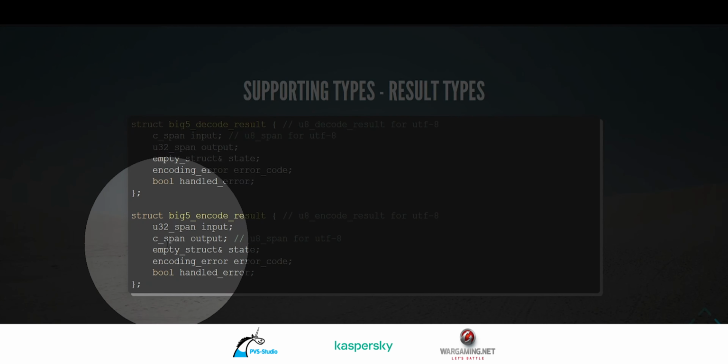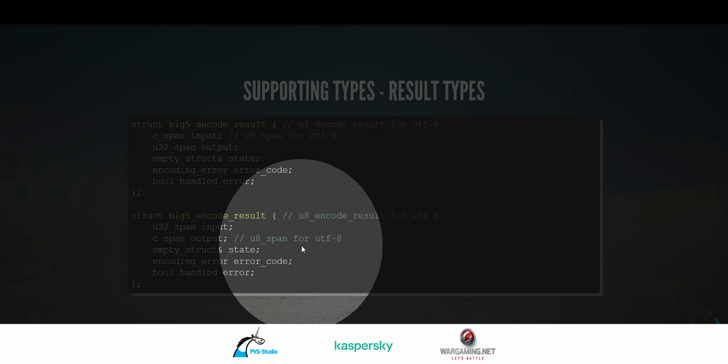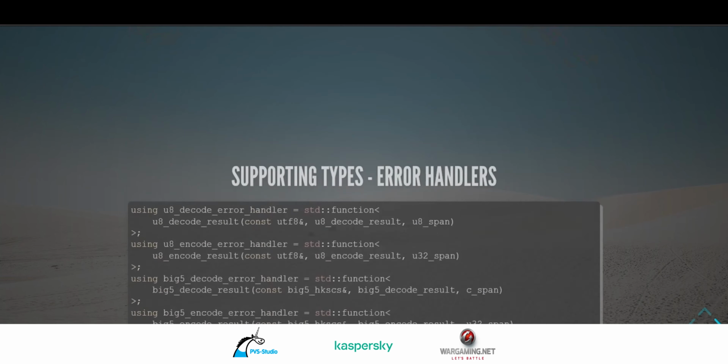Because the input is char8_t. And in the encode case, for a U8 encode result, we'd have a U8 span for UTF-8. But then that's it. So that kind of covers some of the supporting types here.